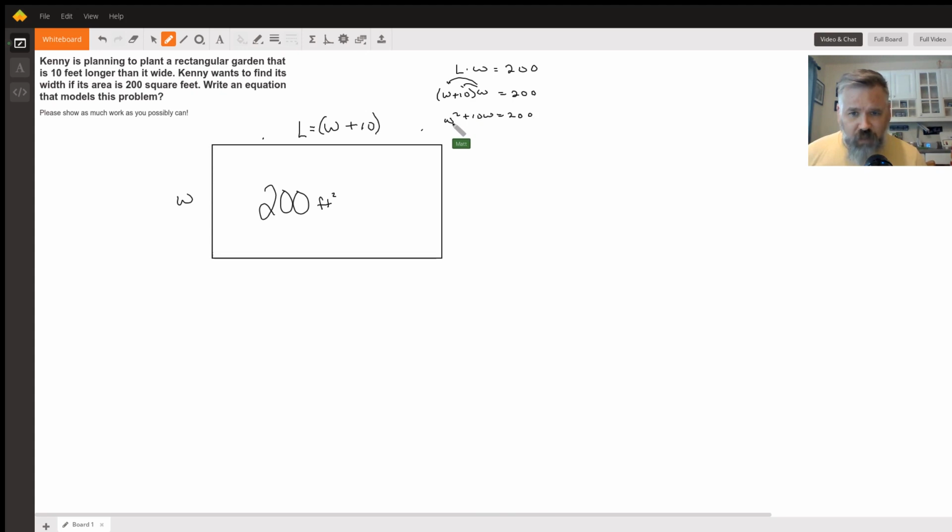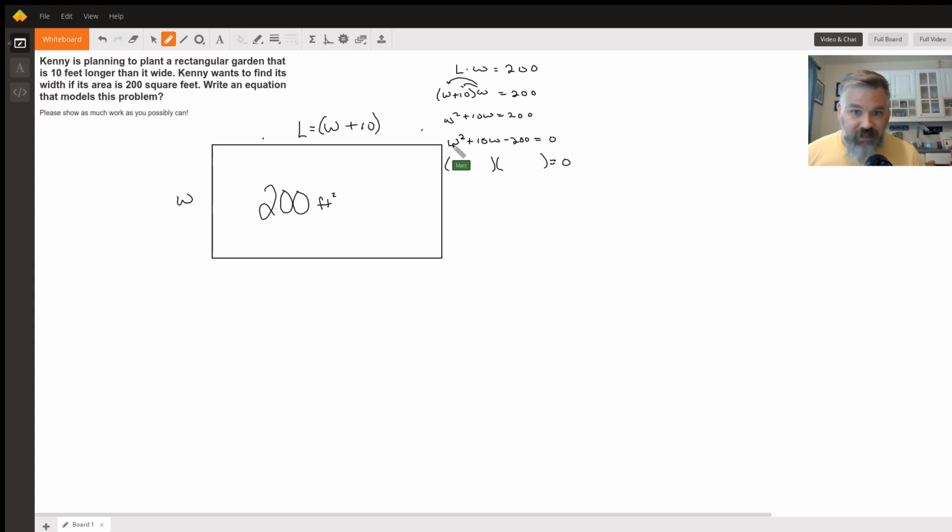Since we have a squared and then we also have the same variable again, we need to solve this like a quadratic. So I'm going to subtract 200 from both sides. When you do that, you get W squared plus 10W minus 200 equals 0. Now, since I set it up equal to 0, I can solve this by factoring. I know everybody hates factoring this, right? I'm going to factor this.